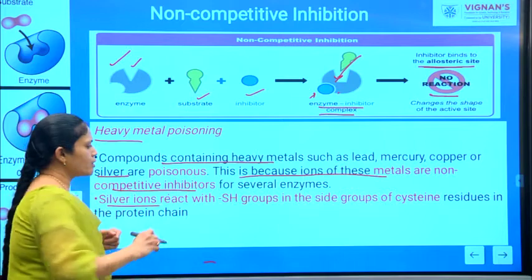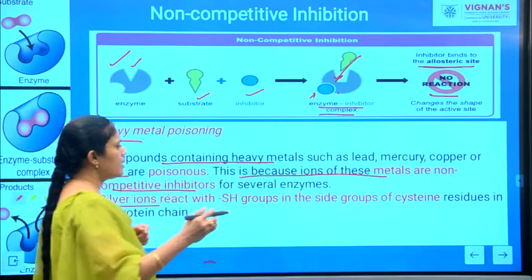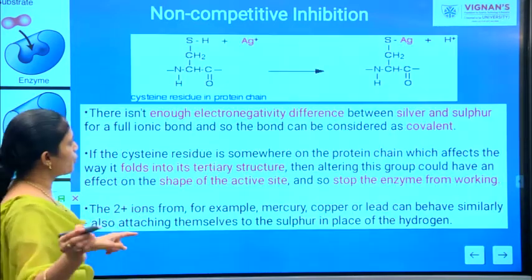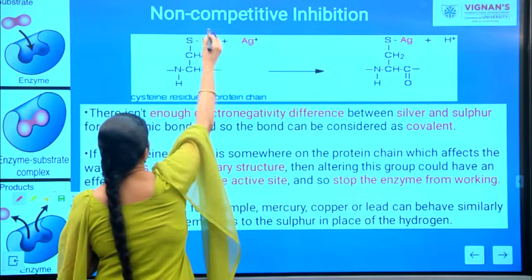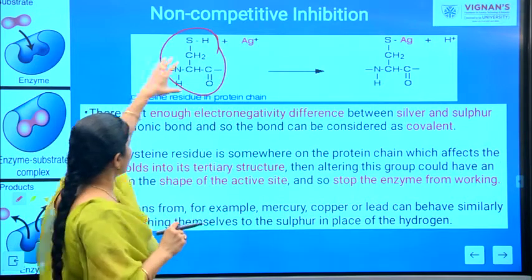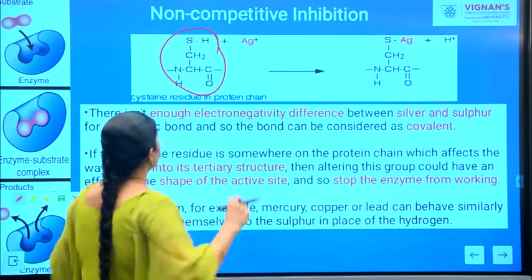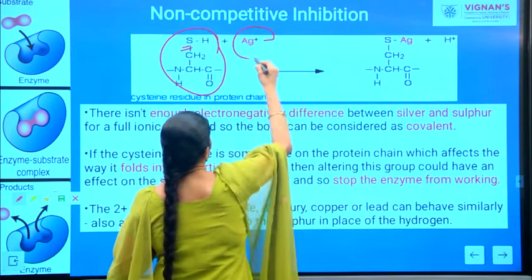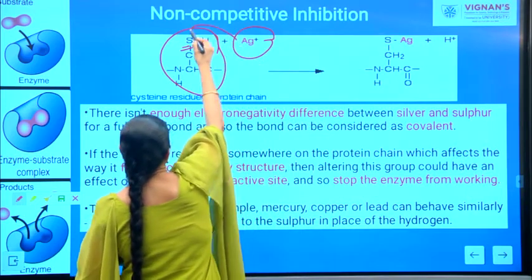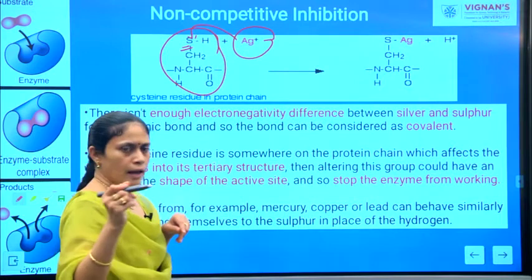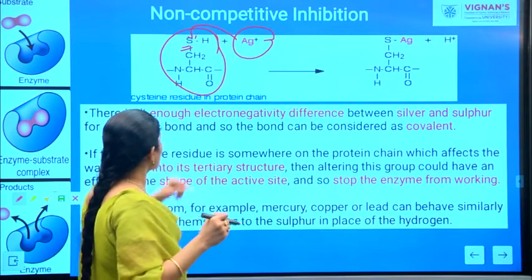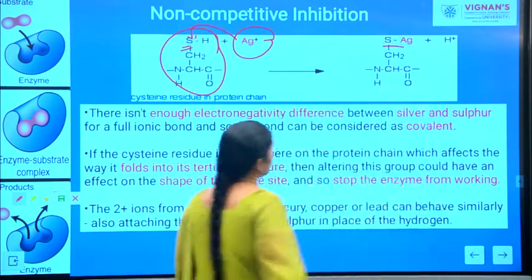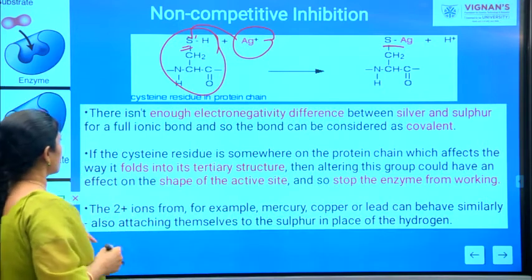So, the silver ions react with the SH group that is present in the side group of cysteine residues in the protein chain. Let me show you what's happening here. Let us consider this as a protein containing this particular amino acid cysteine. It contains a sulfhydryl group, the SH group. Let us consider a metal component, Ag. This Ag is going and binding to the SH group of your cysteine residue of the protein chain. See here, Ag is going and binding to the S of your cysteine residue.